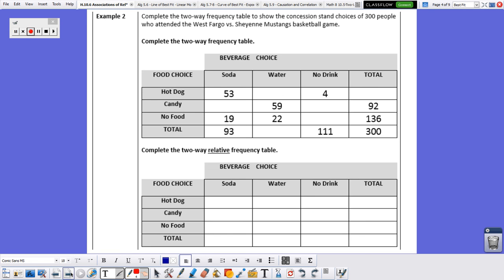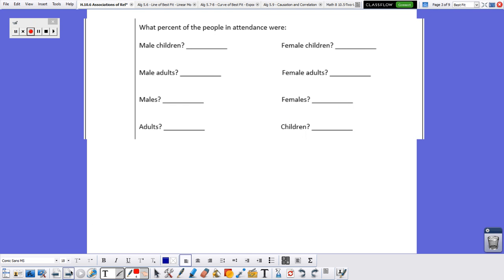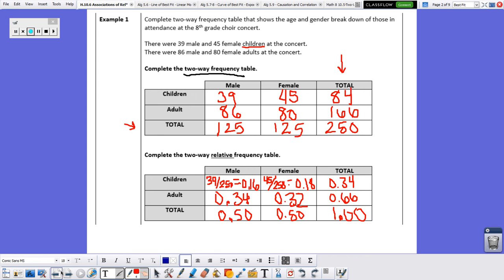So now we're going to analyze that two-way relative table to talk about this data a little bit more and dig into it. So we're being asked, what percent of the people in attendance were male children? Okay, so we're going to look at that two-way relative frequency table. We want male and children. That's this column here. All right, so that says 0.16.